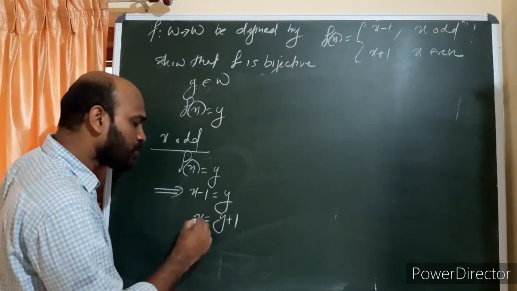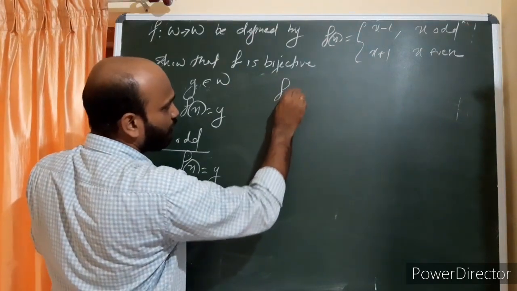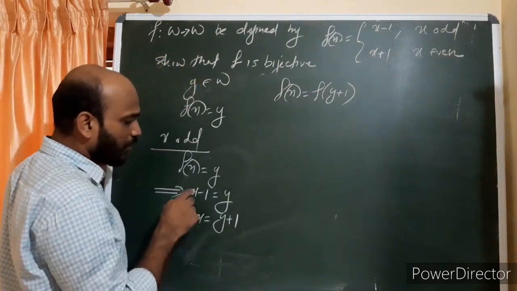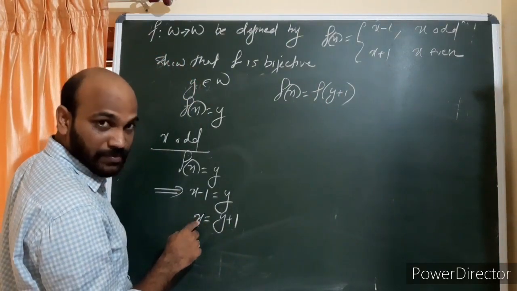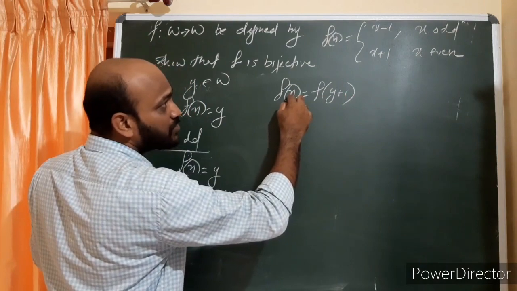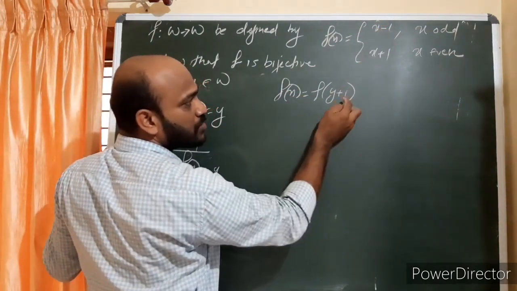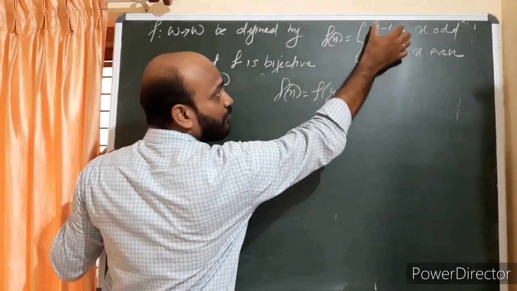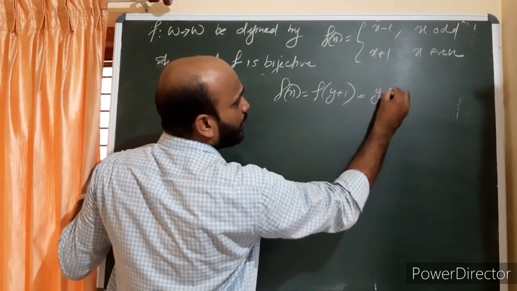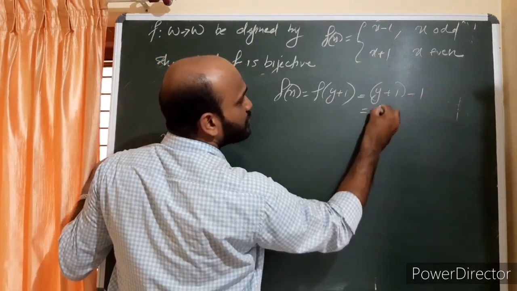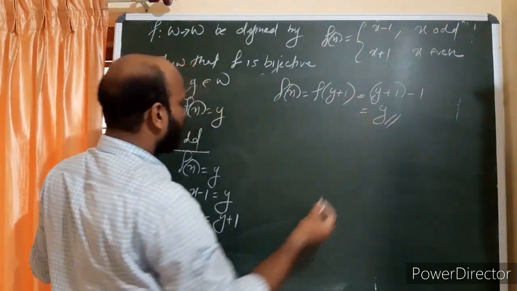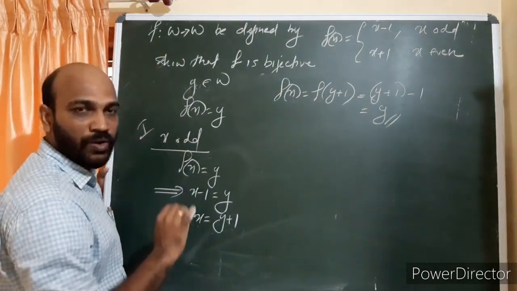Now we want to show that image of x equal to y. So for that we have to find f of x. f of x means f of y plus 1. Now x is odd. That means y plus 1 is odd. If x is odd, we have to go for first definition. So in place of x, you have to substitute y plus 1. So it will be y plus 1 minus 1. That is y. So for every y, we can find one x. Its image is equal to y when x is odd. So case 1 is okay for onto.